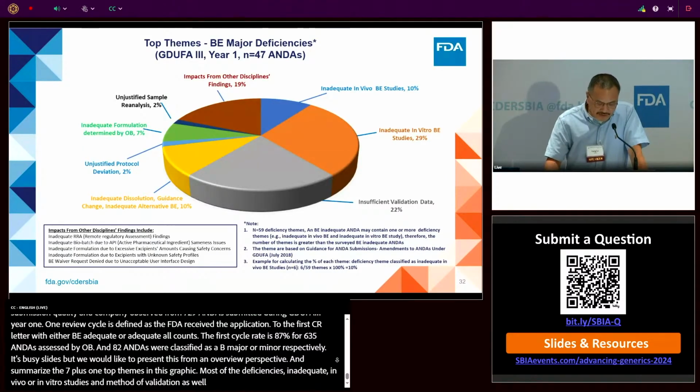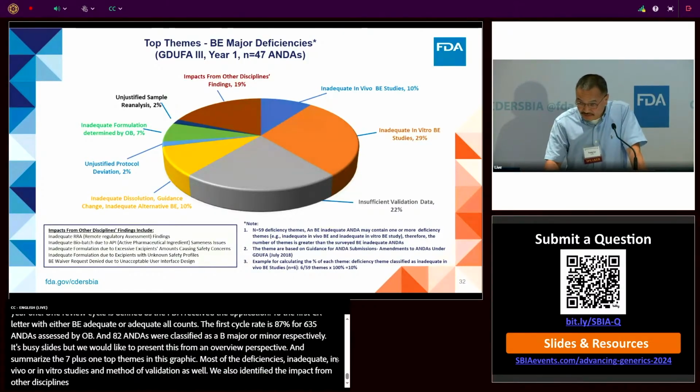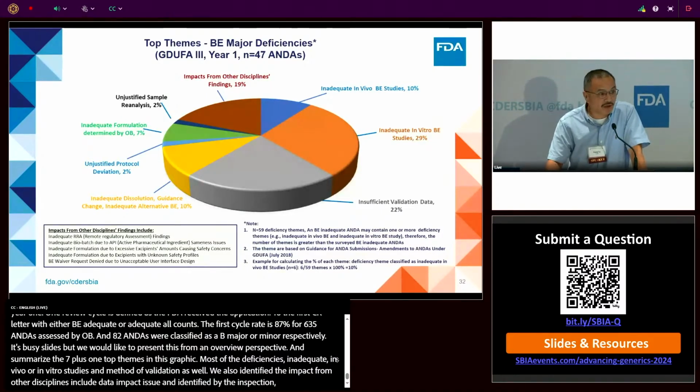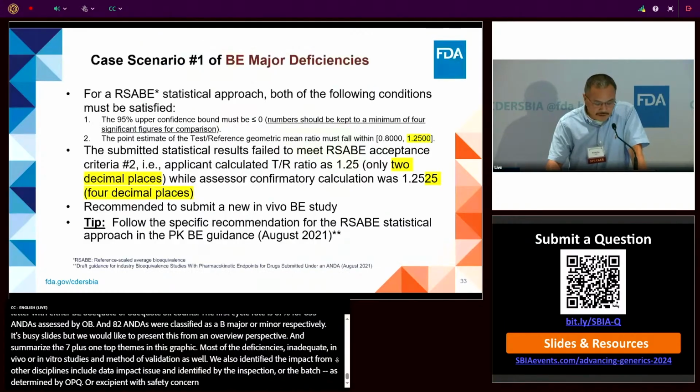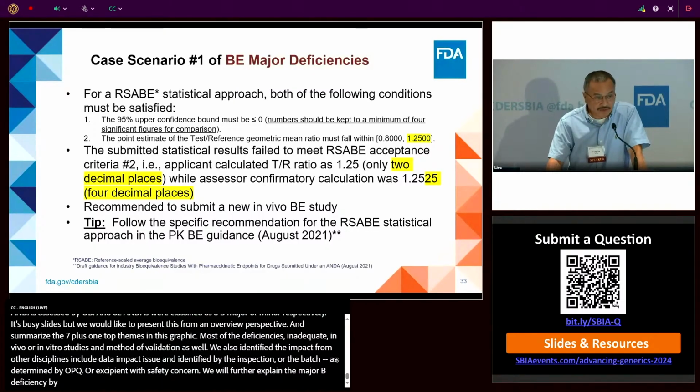We also identified the impact from other disciplines, including data integrity issues identified by OSI inspection, or the batch not being acceptable as determined by OPQ, or exhibiting a safety concern raised by the pharmacologist. We will further explain the major BE deficiencies using case scenarios with tips on how to avoid these pitfalls.